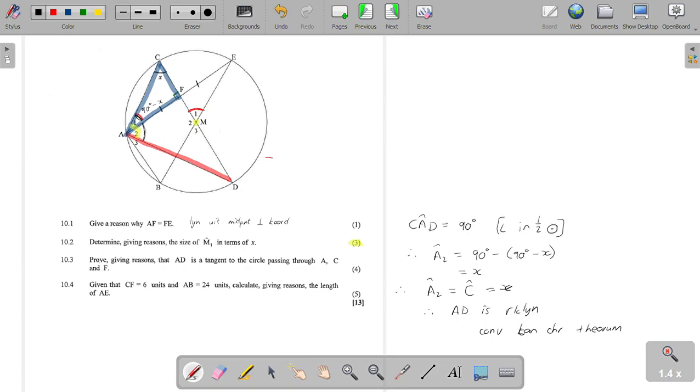Then for the last one, sê hulle vir ons, kom ons veer al die goeders uit. Hulle sê vir ons, as daai gelyk is aan 6, en daar word jou gegee dat AB gelyk is aan 24. This is going to get interesting. AB is gelyk aan 24. Bereken met redes die lengte van AE. So, if I can get either of these segments, I know that if I double that, then I have the length of AE. So, let's take a step back.